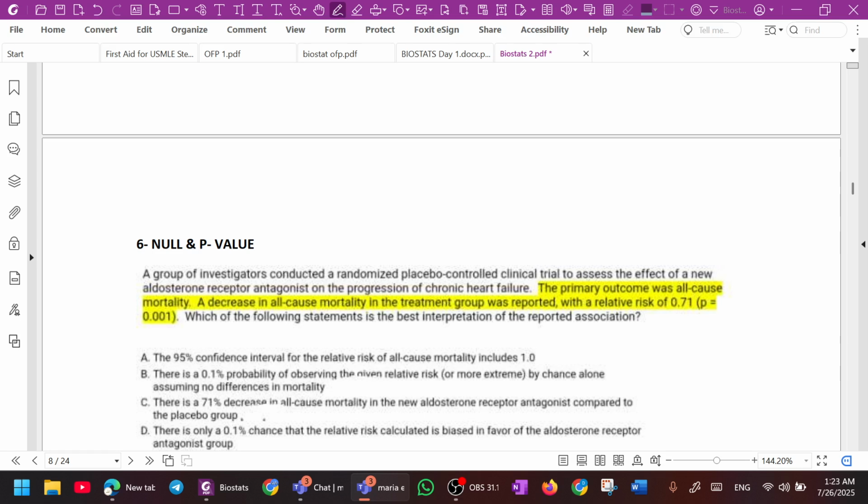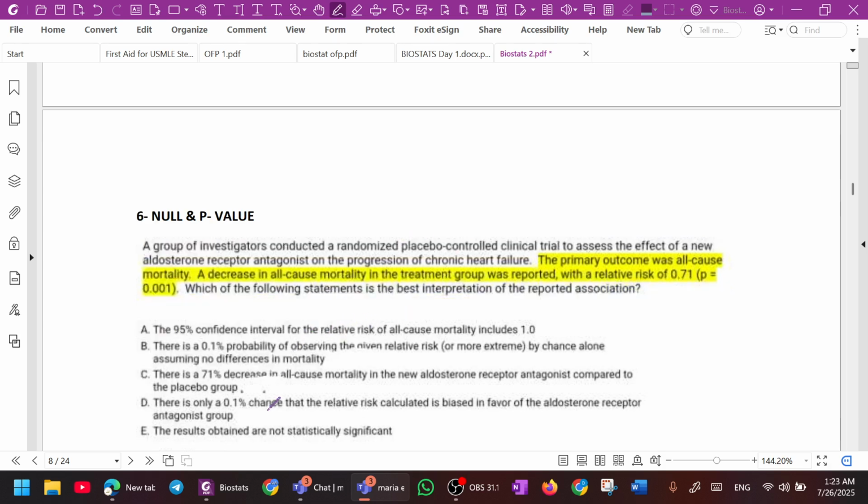This p-value is clinically significant, isn't it? Is it option C? I think that it is not B, D, E.